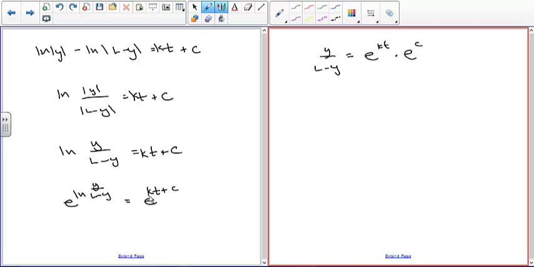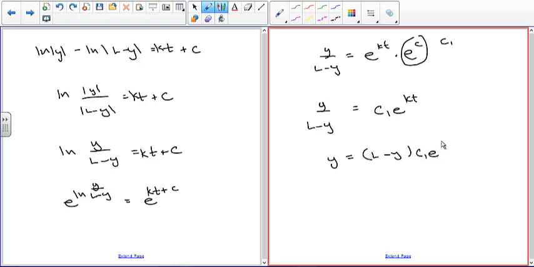So what I'm doing is I'm breaking this up like I did when I came up with the equation for exponential growth. And we can call that e to the c some other number. Let's call that c1 for right now. So we'll get c1 e to the kt is equal to y over L minus y. Now what are we going to do? We need to solve for y. So let's see. If you cross multiply, you get y is equal to L minus y times c1 e to the kt.